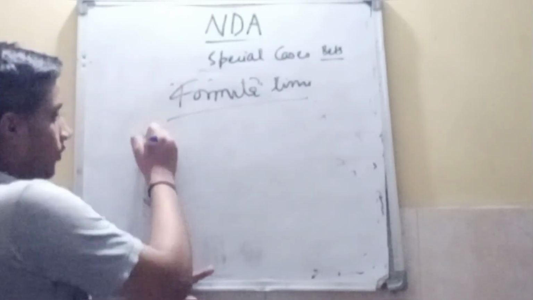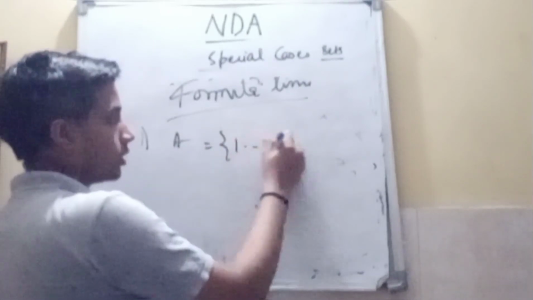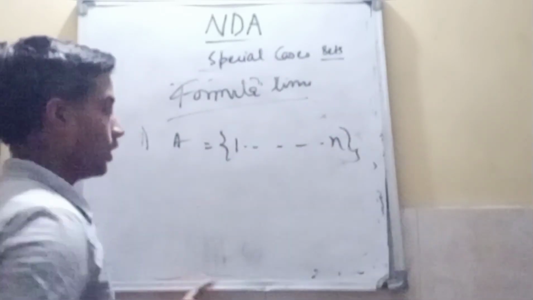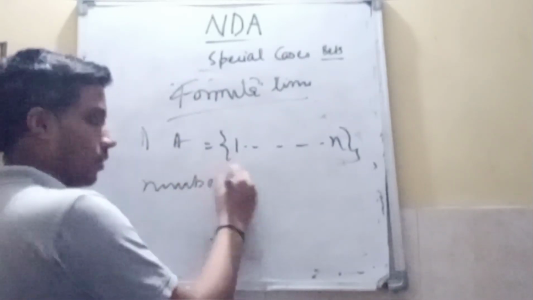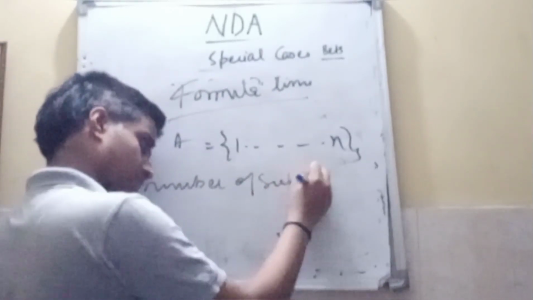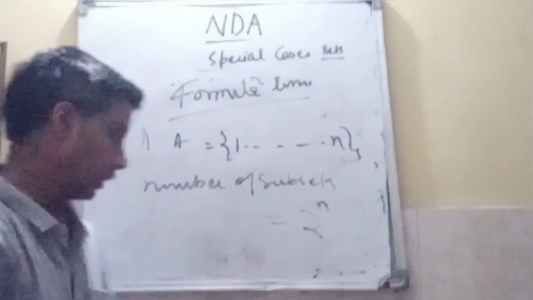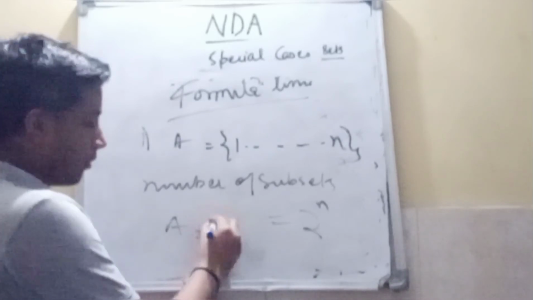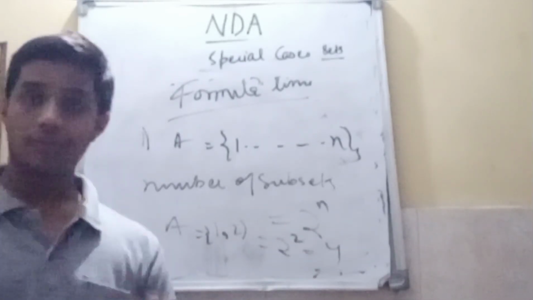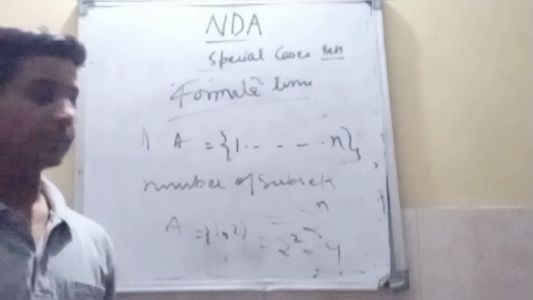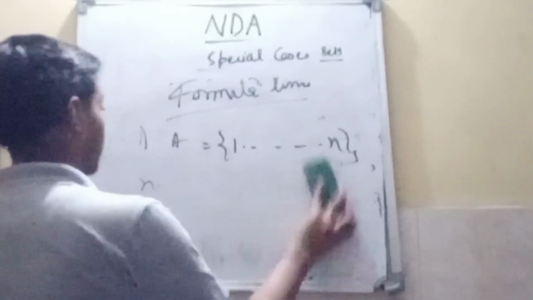So formula time. If a set has n elements, 1, 2, 3, 4, up to n elements, how would you calculate the number of subsets? Number of subsets is equal to 2 raised to power n. Simple. If we have two elements 1, 2, then it would become 2 raised to power 2, that is 4. If you have 3 elements, then it will become 2 raised to power 3, that is 8. So this is the formula of subsets.